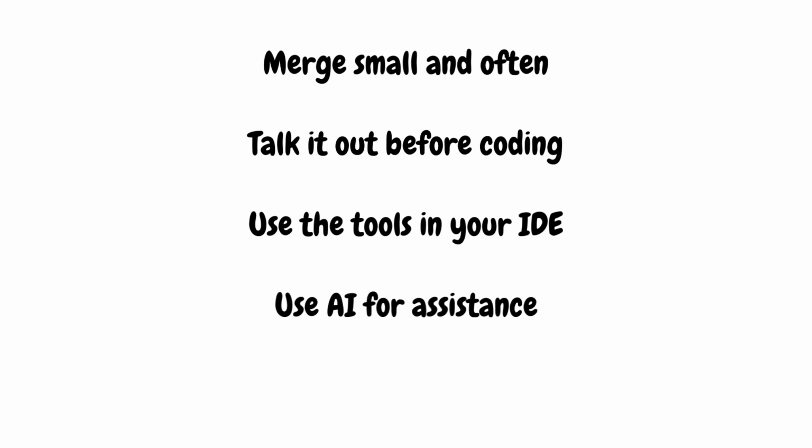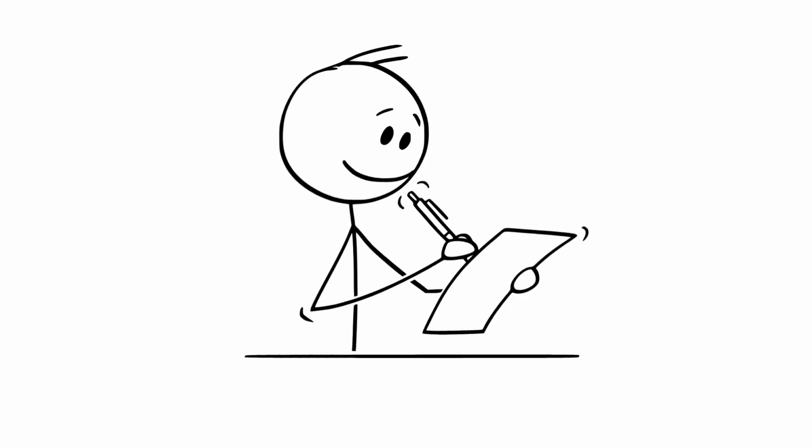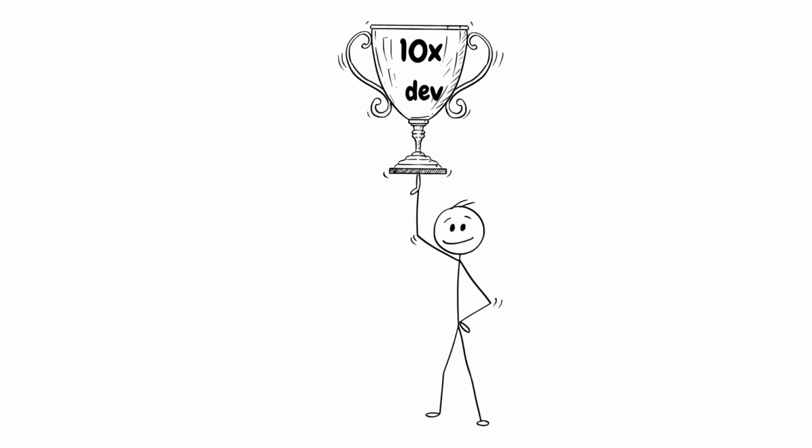Let AI help, but don't let it babysit your brain. And finally, make space for deep work every day. If you do this consistently, you're not just coding, you'll definitely level up at the same time. One good habit at a time.